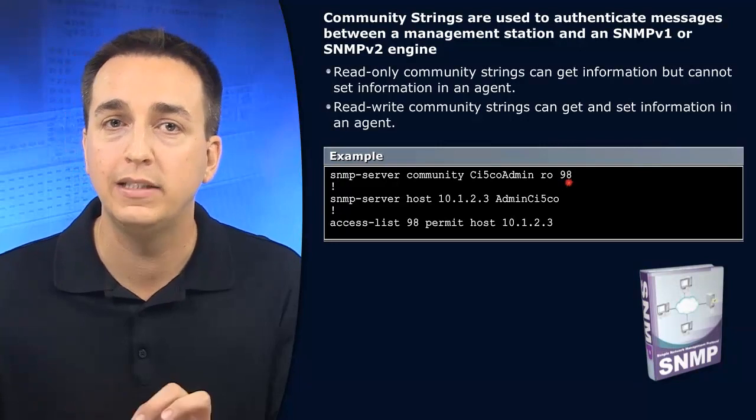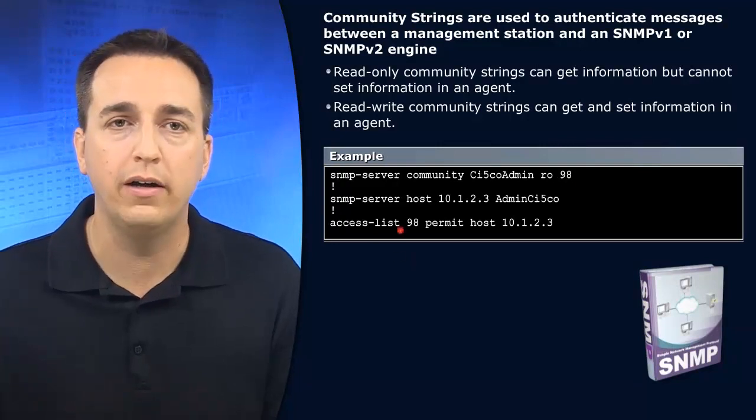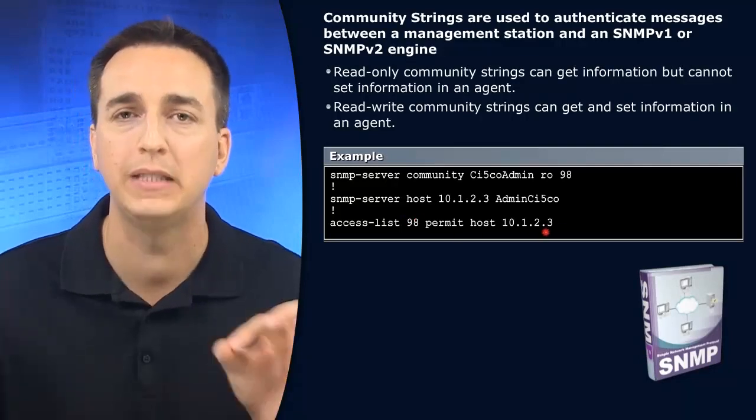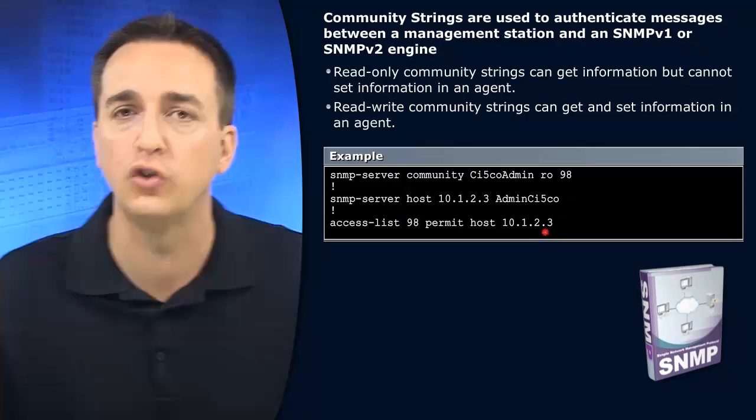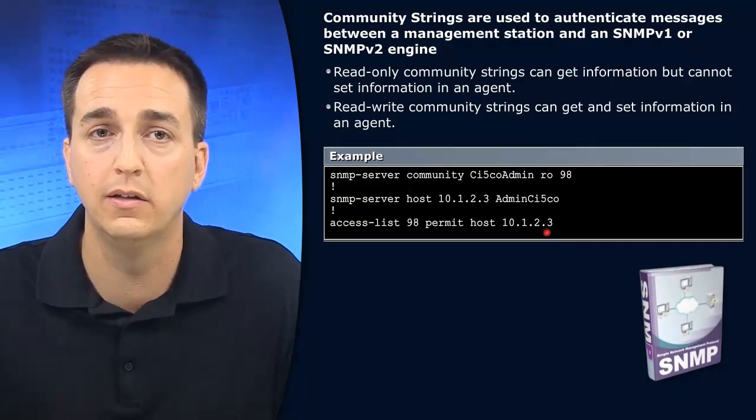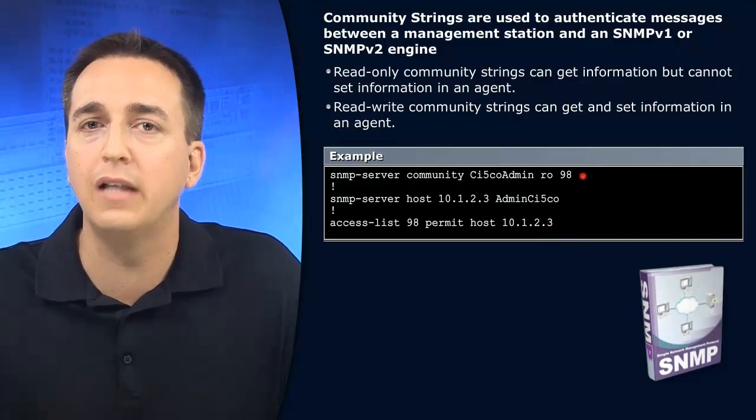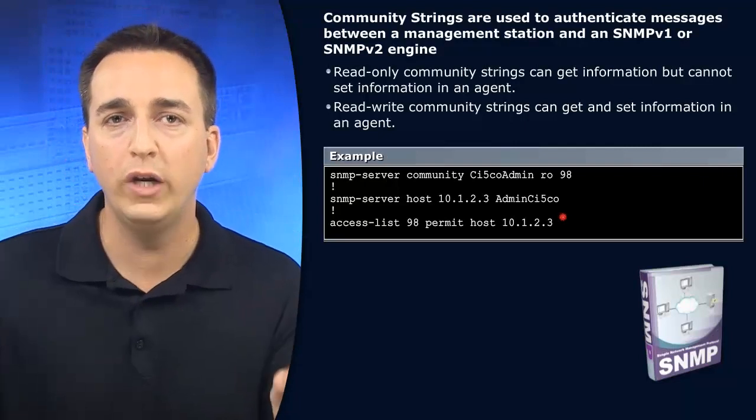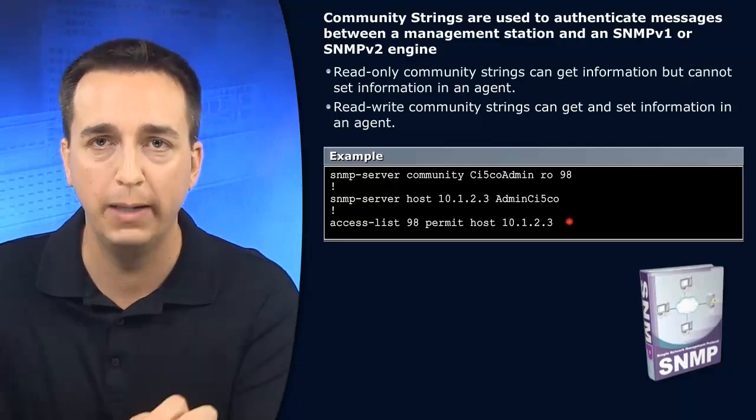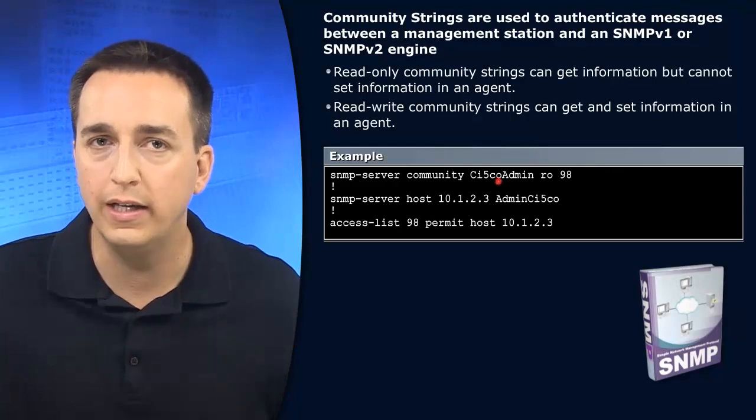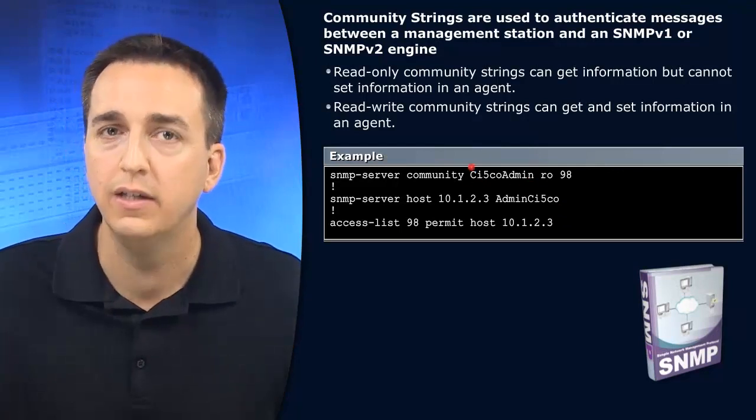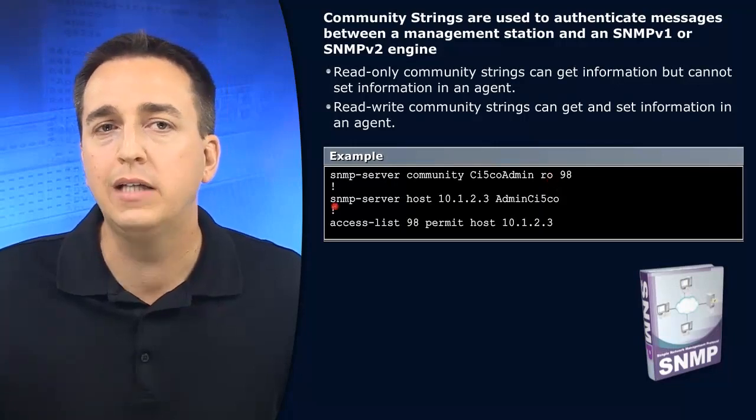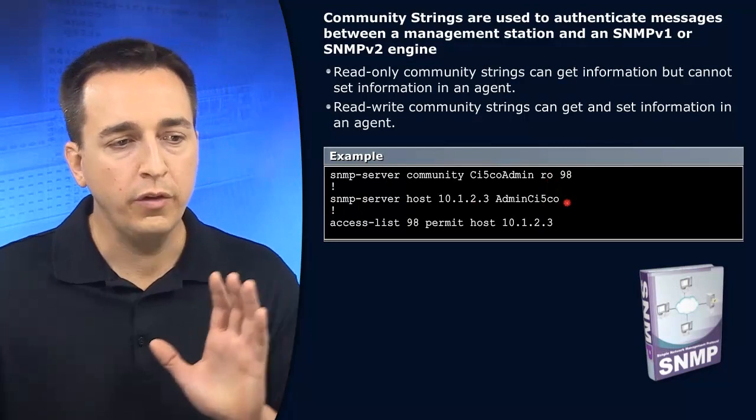So by attaching this ACL 98, if you look down here, ACL 98 says permit this specific host, this specific server, the network management server at 10.1.2.3. So it's giving us a greater level of security, not a lot, but enough so that way there we can control which device is allowed to access the MIB and what is the community string that device must be using to gain read-write access.